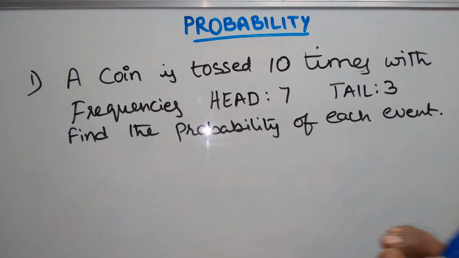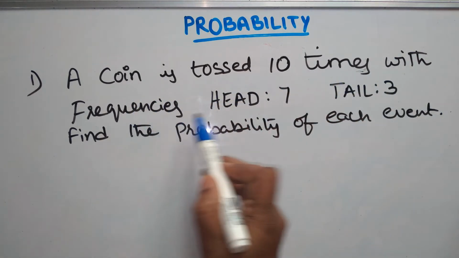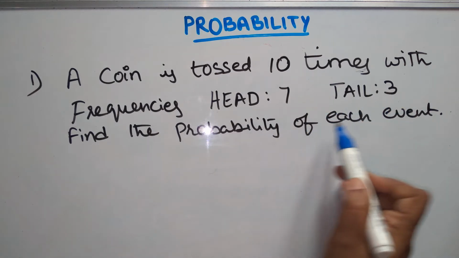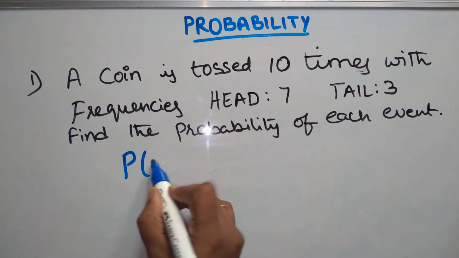So the first problem is a coin is tossed 10 times with the frequencies head 7 and tail 3. Find the probability of each event. Very good. It is very simple.